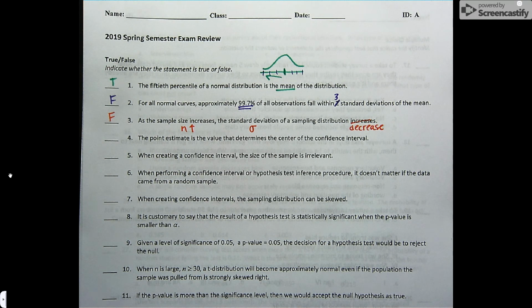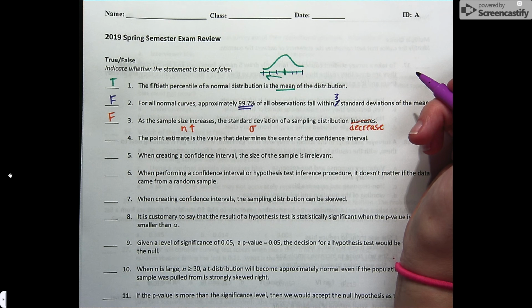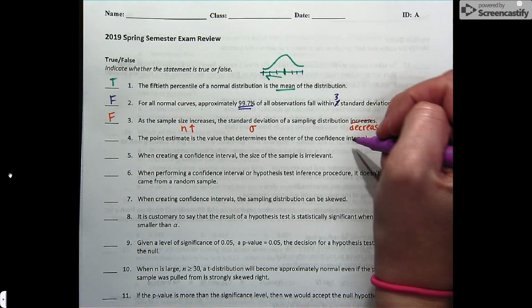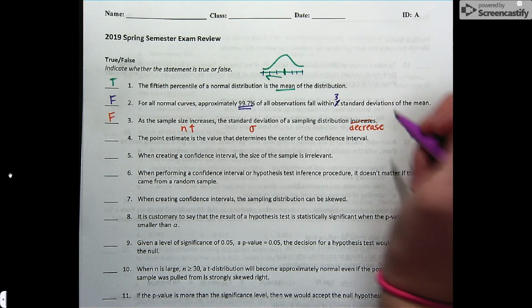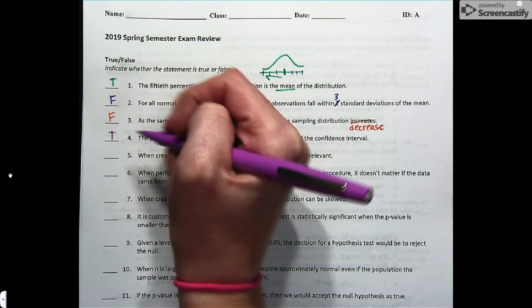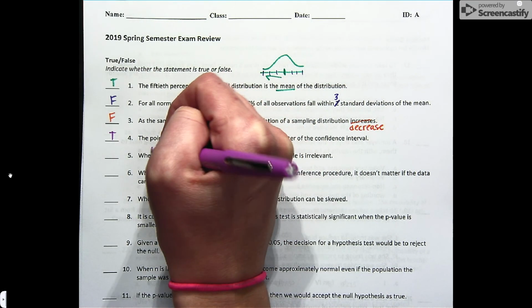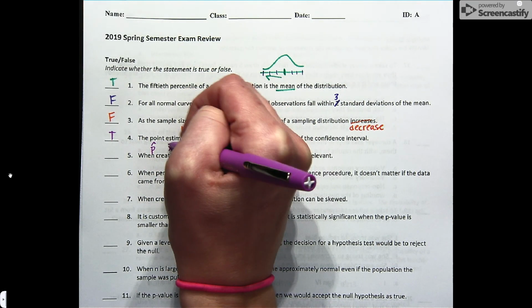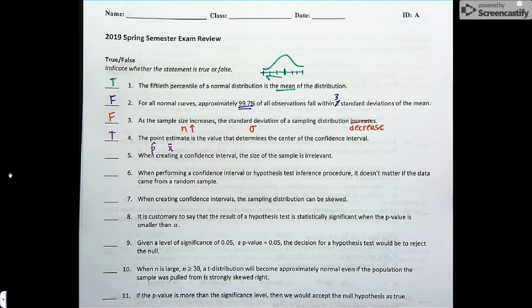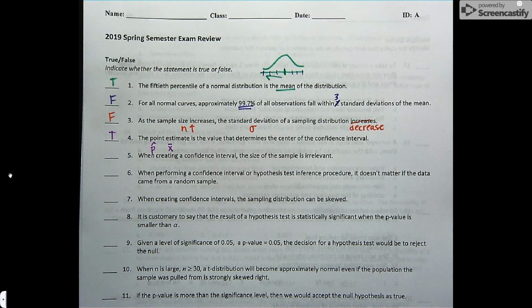Number 4, the point estimate is the value that determines the center of the confidence interval. That is true. Remember that we talked about 2 point estimates. We talked about p hat and x bar. So those are both point estimates. It just depends, are you doing a confidence interval for means or for proportions? So either way, that will be the center of the confidence interval.